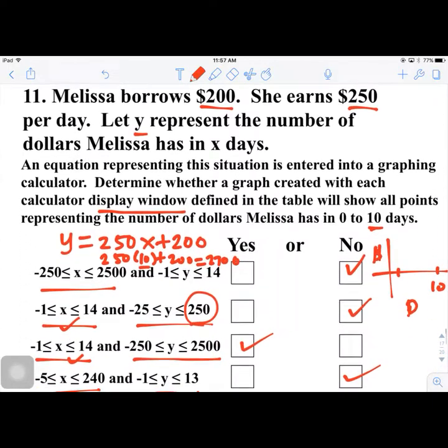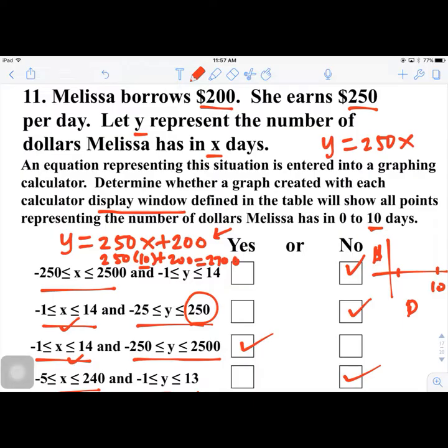Number 11, Melissa borrows $200. She earns $250 a day. Let Y represent the number of dollars she has in X days. If we include the amount of money that Melissa borrows, then the amount of money she has in X days will be 250 times X plus the 200. Without it, it's only going to be Y equals 250X. So if we only count how much money she makes, then that will be 250 times X.